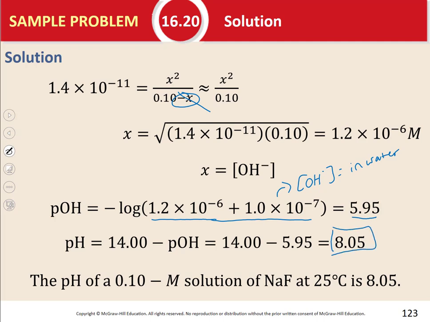Make sure your answer makes sense. Fluoride is a weak conjugate base, so we expect it to be a basic solution, meaning its pH should be greater than 7. Again, it's not a strong base, so not hugely greater than 7, but somewhat greater than 7. 8.05 makes sense. It's basic, but it's not hugely basic, just slightly basic. So the pH of our 0.1 molar solution of sodium fluoride is 8.05.